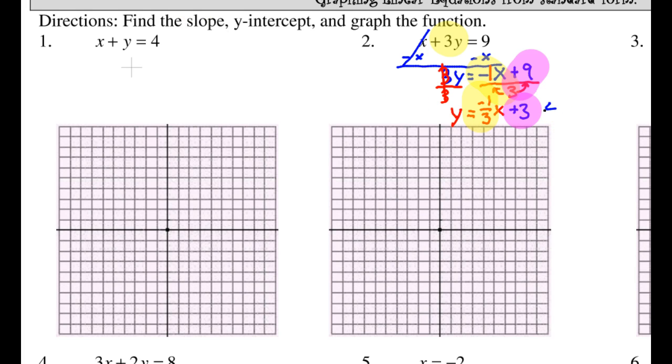Start on the right-hand side. The y-intercept is positive 3. Then we're going to go down 1, right 3. Down 1, right 3. Do it several times. Use a straight edge and draw a nice straight line all the way across the graph. If your line doesn't go through all the points, then you've done something wrong, and you need to try it again. There we go.